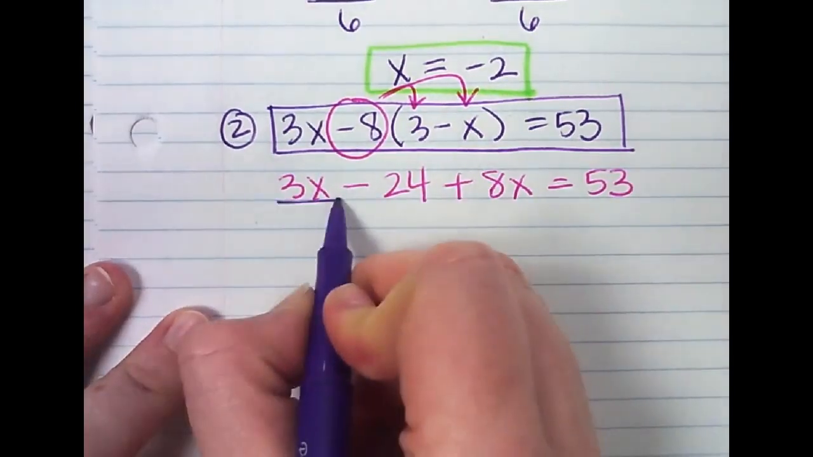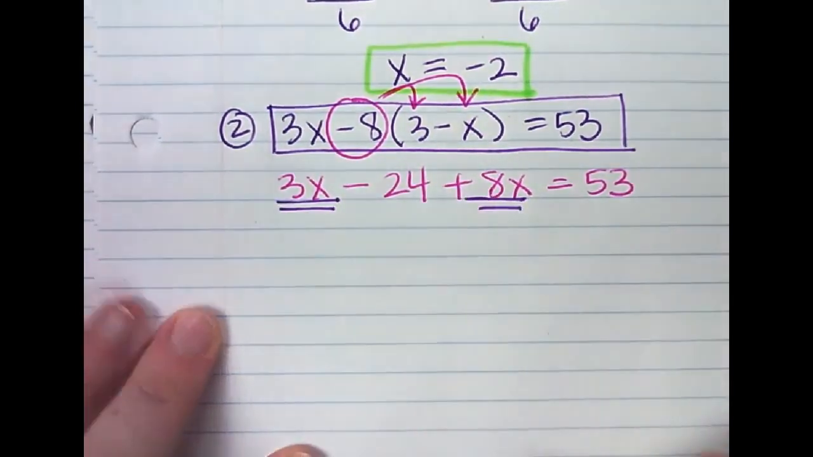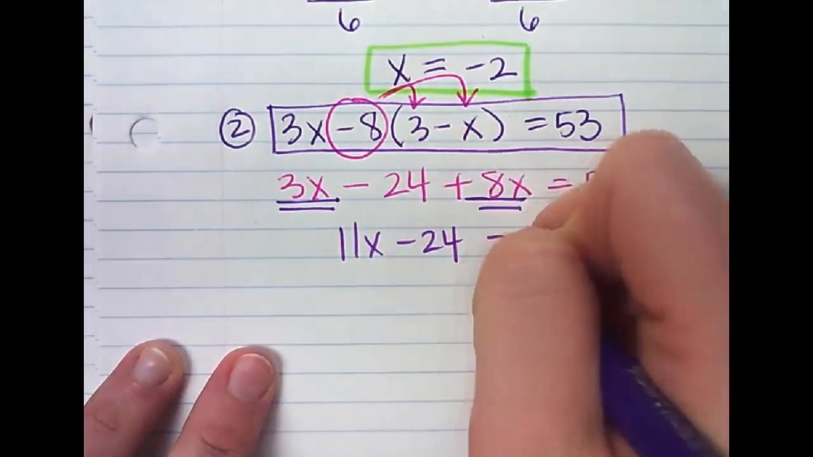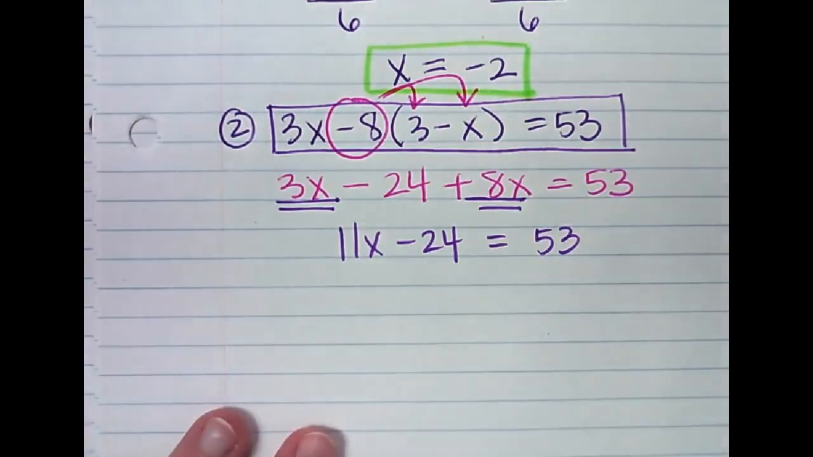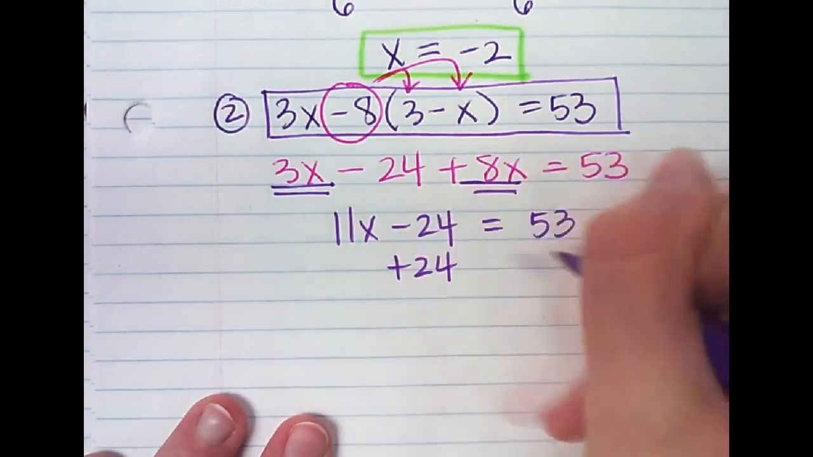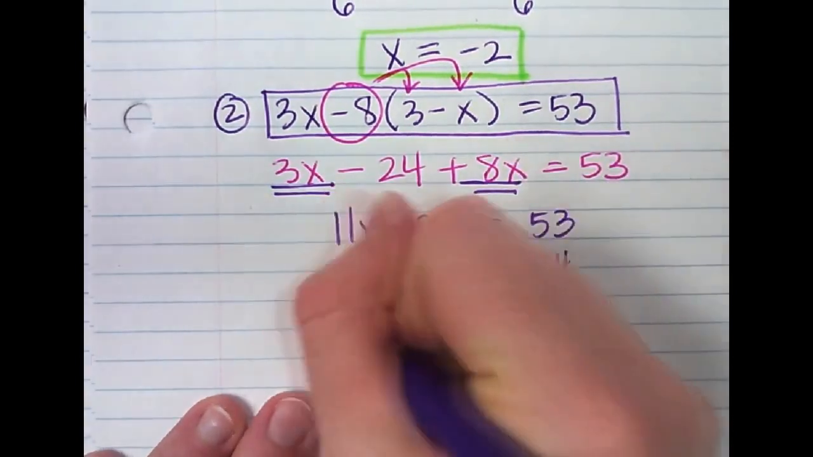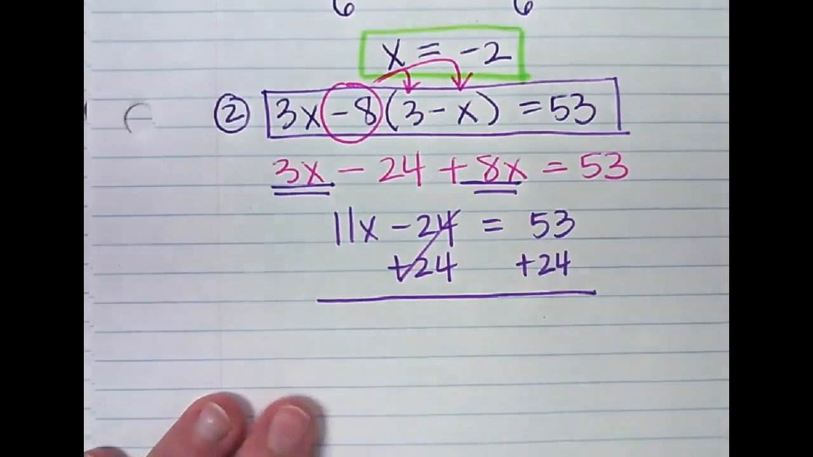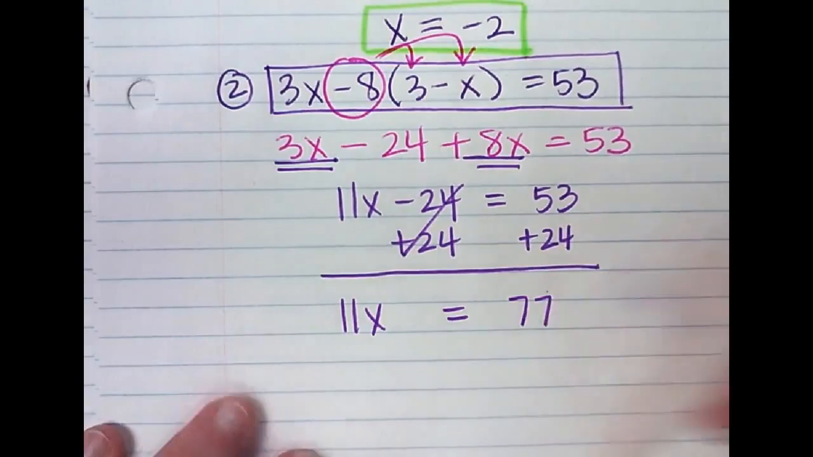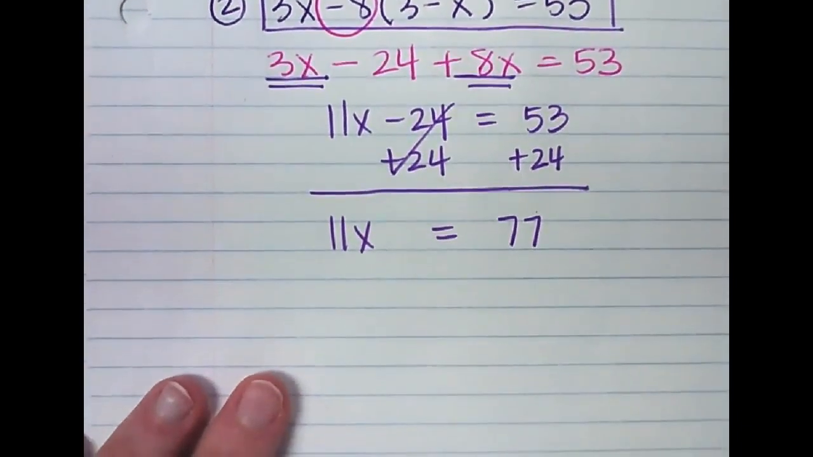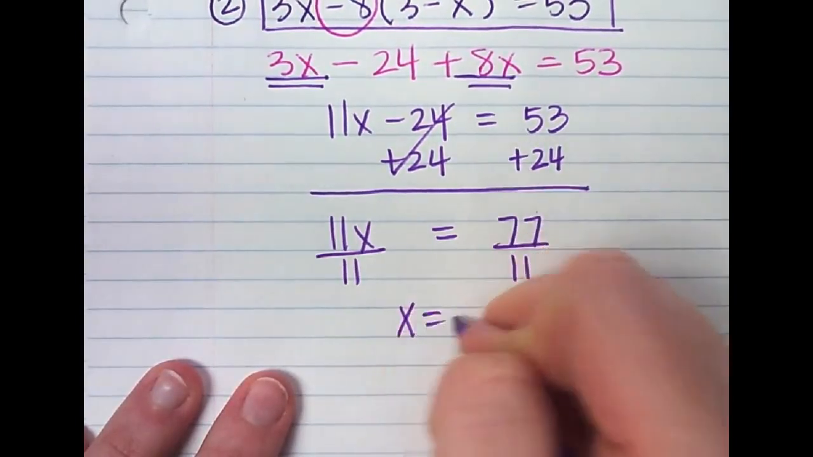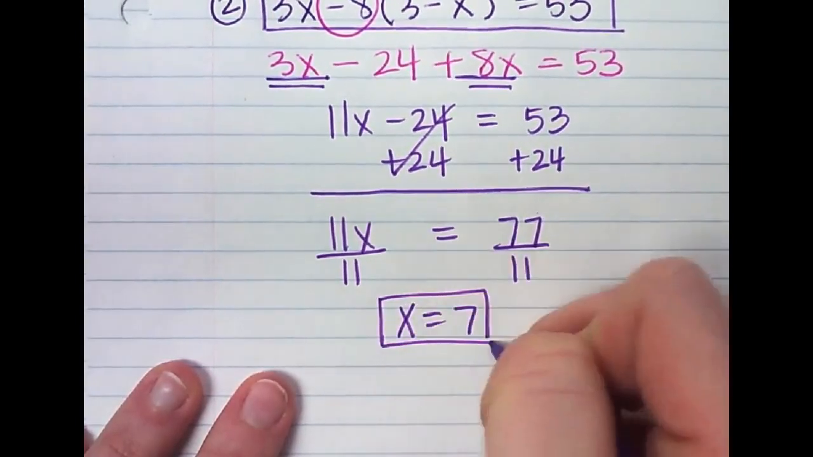Combine like terms on the left. So 3x plus 8x is what? 11x minus 24 equals 53. Same thing as before, add the 24 over. So that's gone. 11x equals, what is that, 77? And divide by 11. So x equals? 7. Perfect.